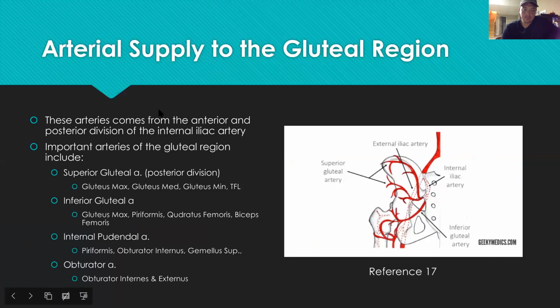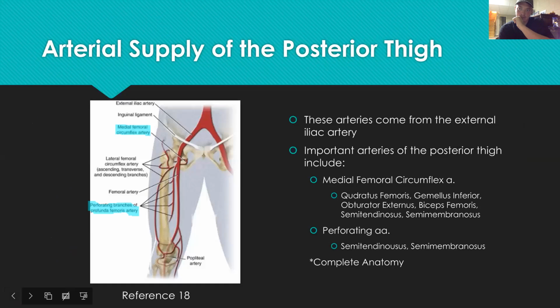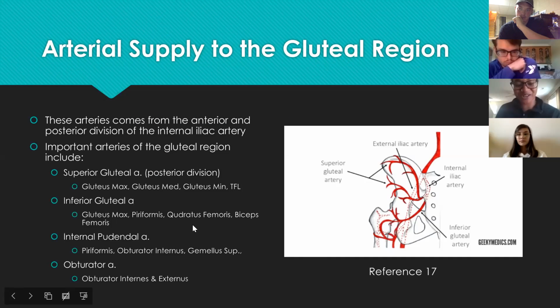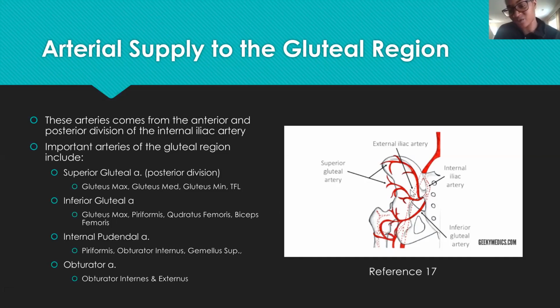All right, so the arterial supply of the gluteal region. So most of these arteries are coming from the anterior and posterior division of the internal iliac artery. The important arteries of this region are superior gluteal, which you can see here, inferior gluteal, internal pudendal artery and the obturator artery, which aren't shown in this picture, but you can imagine where they would come from in the anterior division.